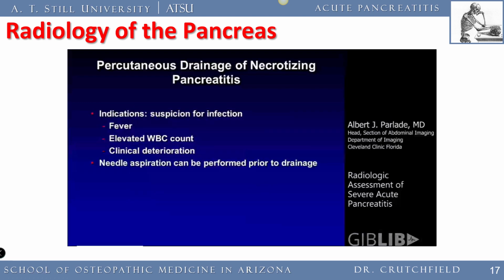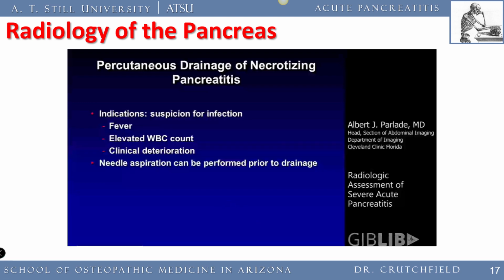So when do we drain necrotizing pancreatitis? And really the indication is suspicion for infection. So a patient is clinically deteriorating, has developed a fever, has an elevated white blood cell count. We know they have necrosis, and we see a collection on CT scan. These are the best candidates for drainage.